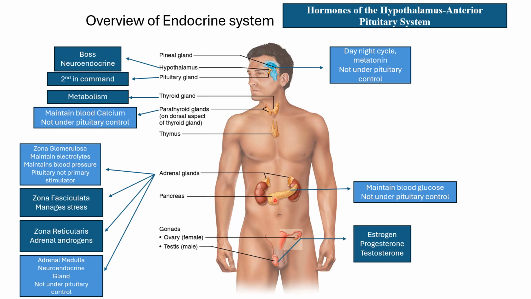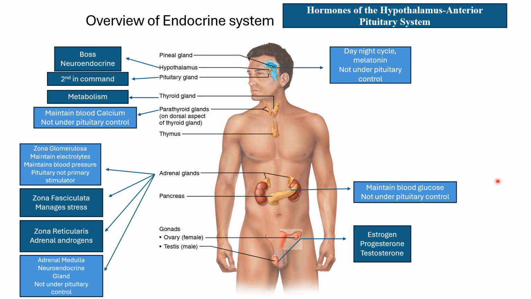So the pancreas is also not under pituitary control. What controls the pancreas? Glucose level. If there is too much glucose in the blood, the pancreas secretes insulin. When the level of glucose in the blood falls down, the pancreas secretes glucagon. So this is known as humoral control. It is under the influence of glucose.